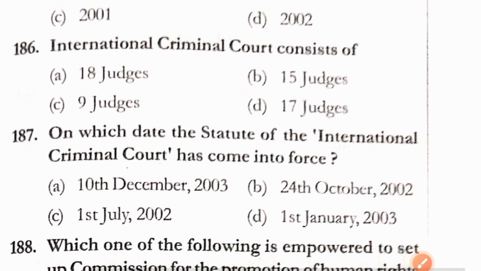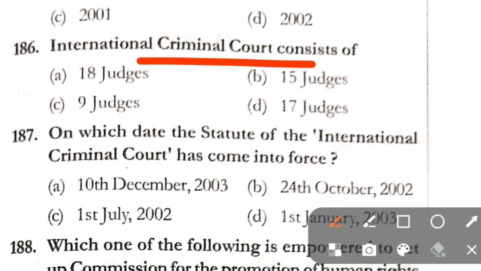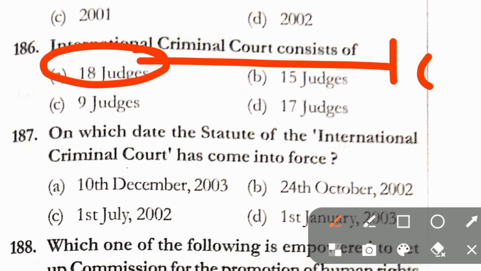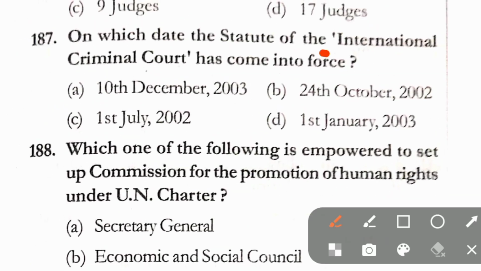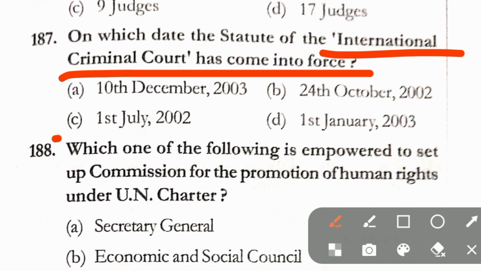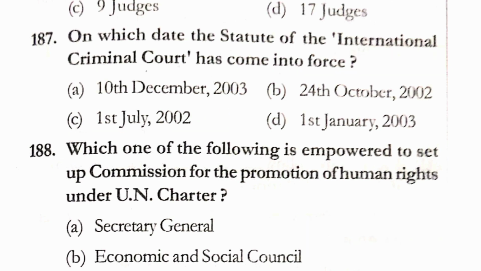Question number 186. International Criminal Court consists of option A 18 judges, option B 15 judges, option C 9 judges, and option D 17 judges. The correct answer here is option A, that is 18 judges. Question number 187. On which date did the statute of the International Criminal Court come into force? Option A 10 December 2003, option B 24th October 2002, option C 1st July 2002, and option D 1st January 2003. Here in question number 187, the correct answer is option C, that is 1st July 2002.